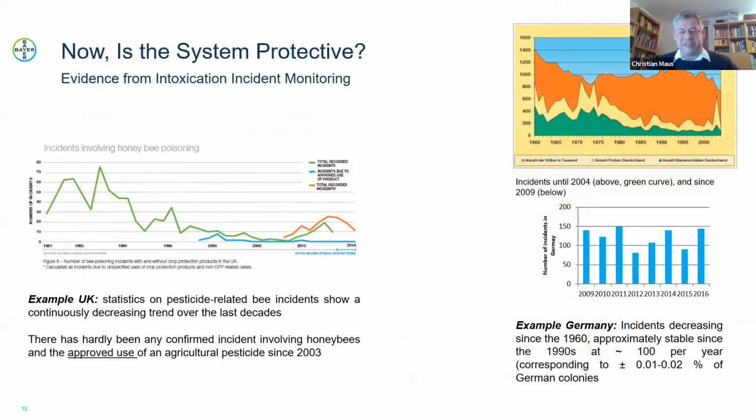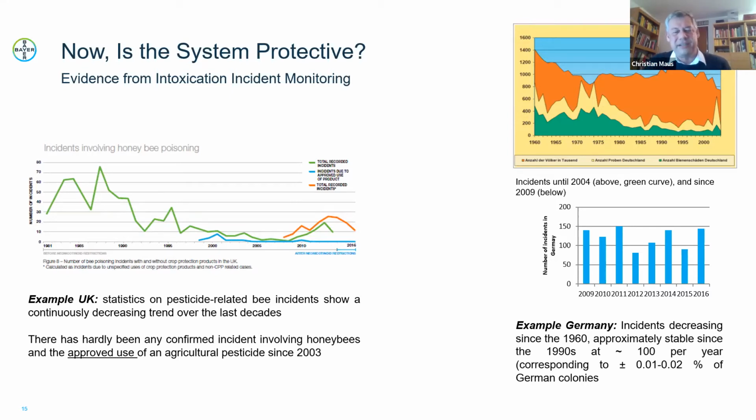Well, the question now: do those measures work? Are they really protective? Well, I think we are on a good way here. I show you here some statistics which are kept in some countries by the authorities to measure the cases of intoxication of bees by pesticides. And it looks a bit messy. This is related to different counting systems that have been applied over time. But if you look, for instance, at the green curve, this is intoxication cases in the UK. There has been a clear reduction from the 1980s to now, hardly any current cases of intoxications.